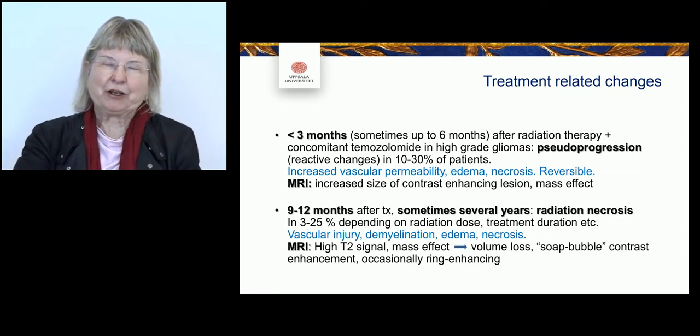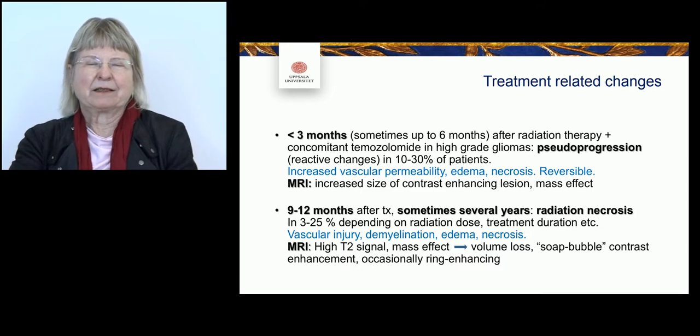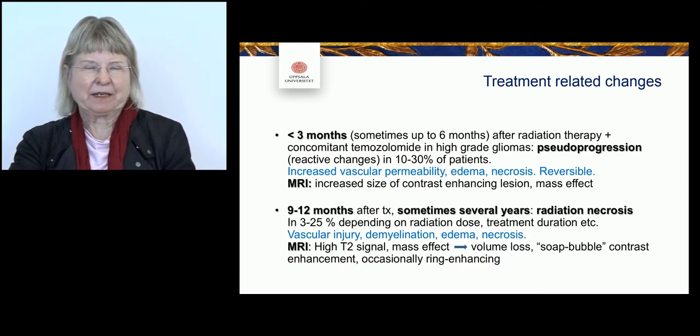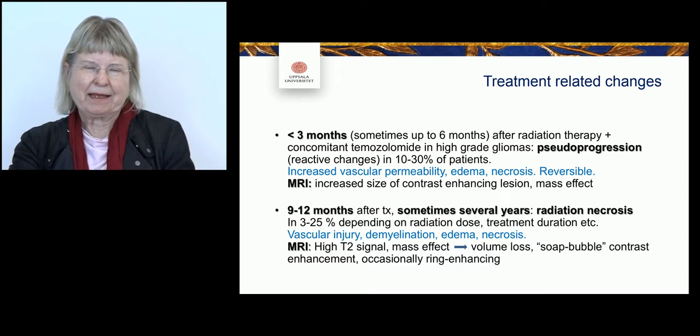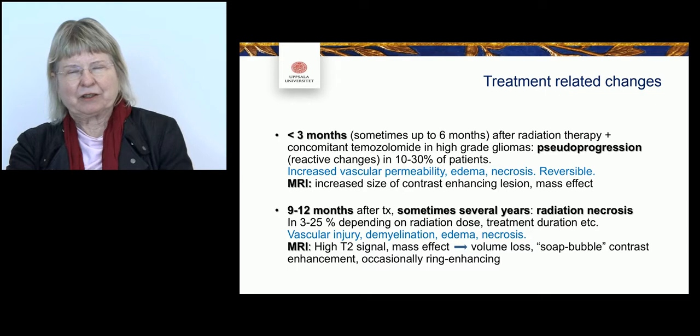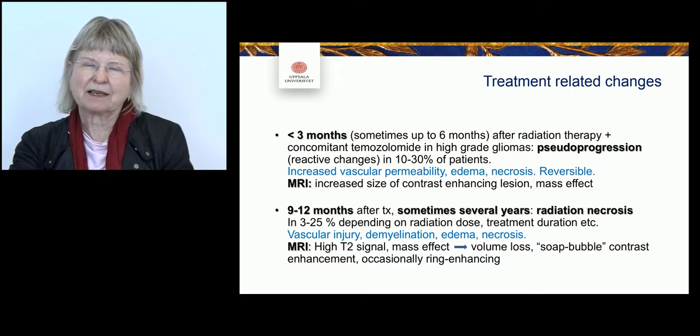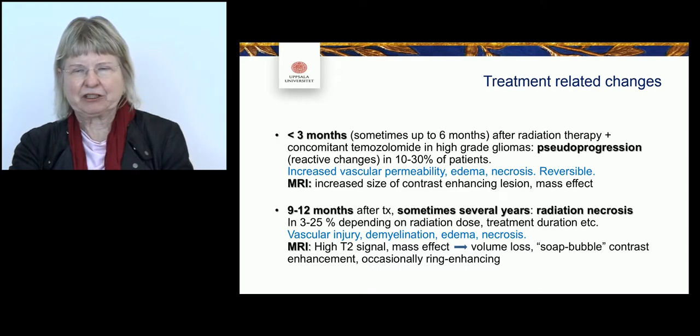Treatment-related changes may occur early or late. The early changes appear in less than 3 months, sometimes up to 6 months after the treatment with radiation and concomitant temozolomide in patients with high-grade gliomas, and then we call it pseudoprogression. These are reactive changes and are seen in 10 to 30% of these patients. The histopathological background is increased vascular permeability, edema, necrosis, and the changes are reversible. On MRI we see the increased size of contrast-enhancing lesions, and they usually have a mass effect.